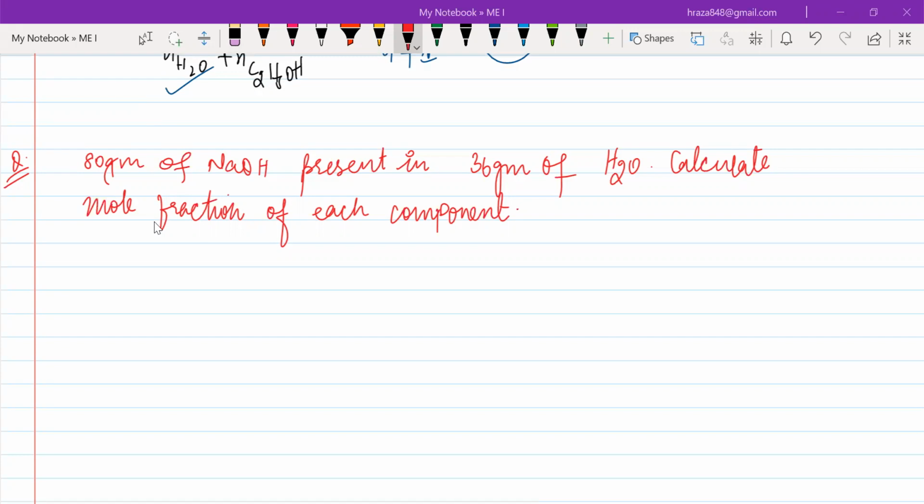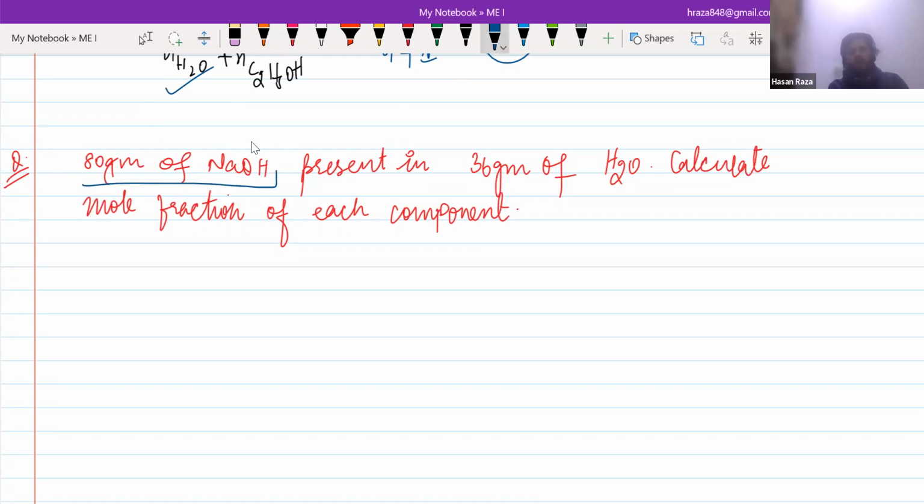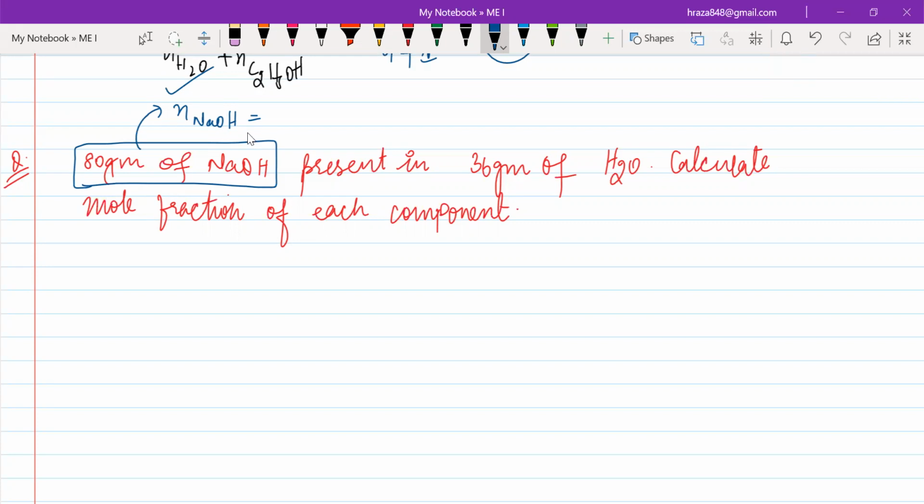Sir, will it be 2.5? Just let me check it, and it is very easy. See, did you calculate the number of moles of NaOH? Can you tell me number of moles of NaOH? What you have got? Sir, 40? Number of moles 40. No, sir, sorry. 0.1.